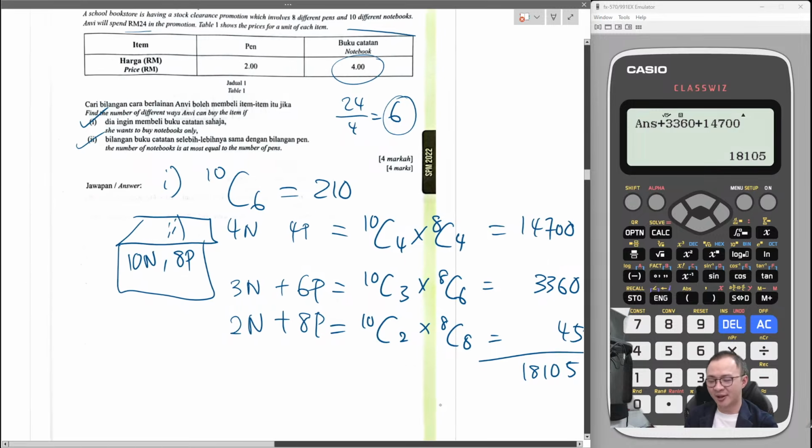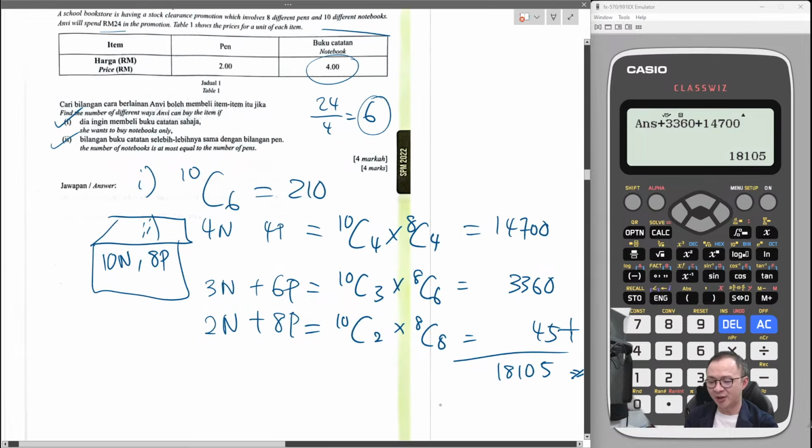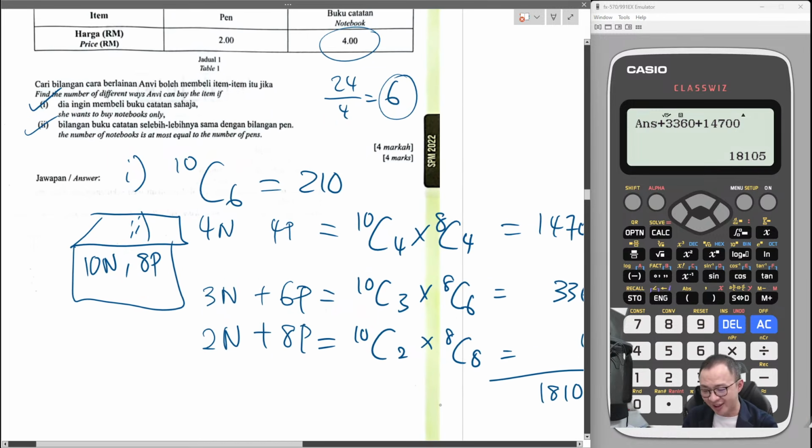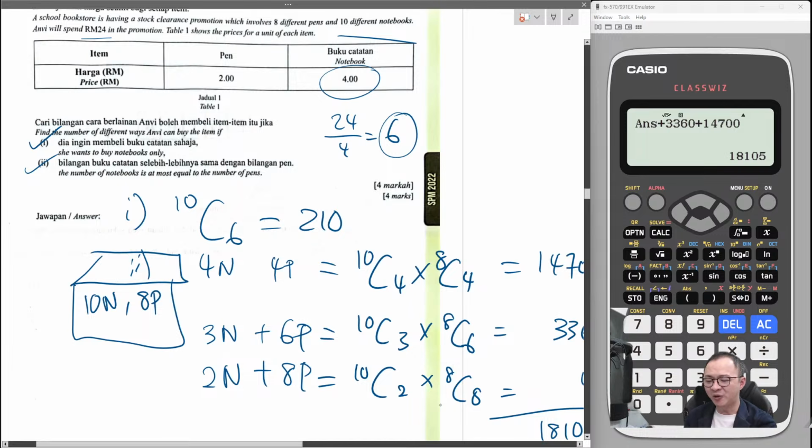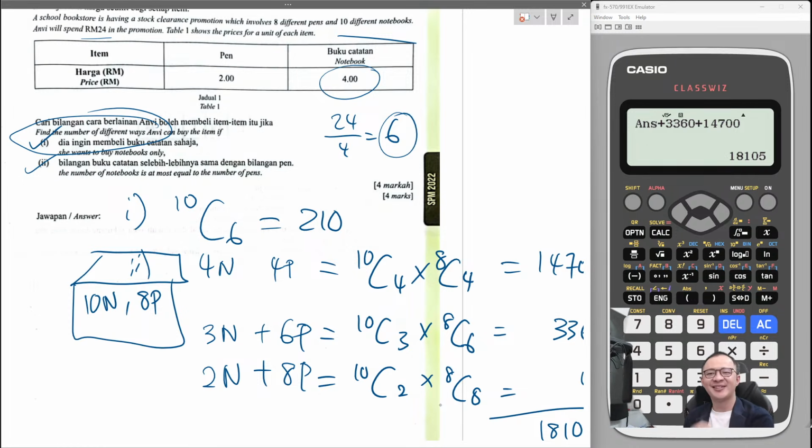Linear programming, not really linear programming. It sounds like linear programming, but they actually want to find the number of different ways of arranging, not really arranging, number of different ways of selecting, choosing something, because you want to purchase the notebooks and pens, right? So they want the number of different ways they can choose the notebooks and pens. So it's not really linear programming.